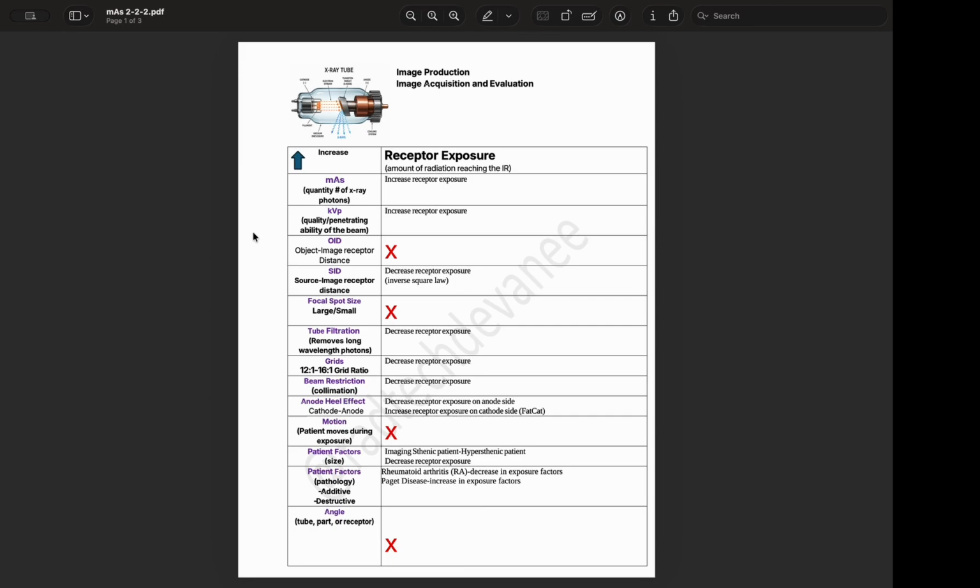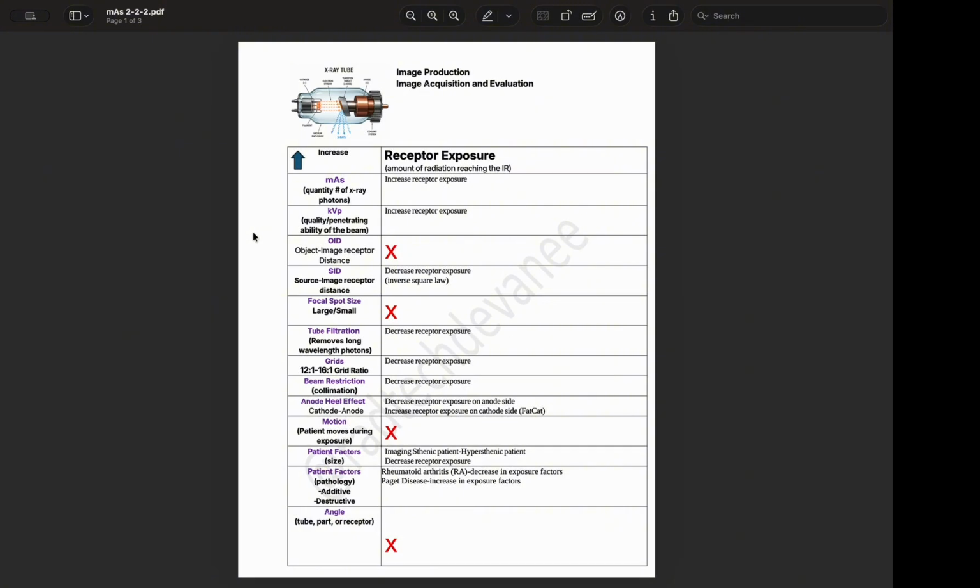Now it's going to be opposite for a destructive pathology like RA, for example. We need to decrease our technical factors so receptor exposure goes up because more radiation is going to go through the patient and reach the image receptor.